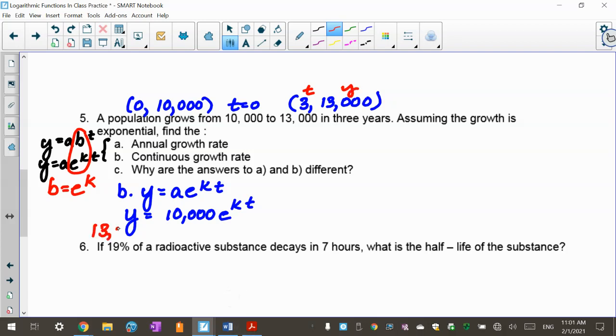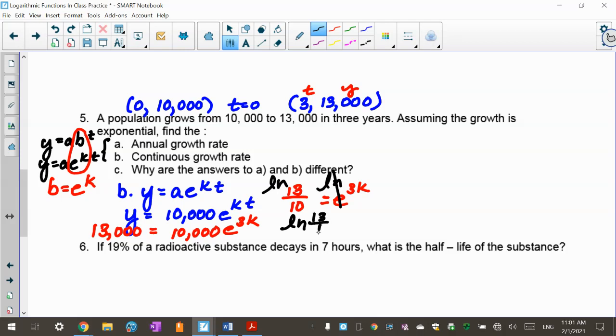So I'm going to say 13,000 equals 10,000 e, and I'm going to put the 3 here, but switch their places, to the 3k. Now when I solve this and divide by 10,000, I'm just going to get rid of all the zeros. You end up with 13 over 10 equals e to the 3k. Now I can solve for k by natural logging both sides. That's kind of why I picked this one first. So the natural log of 13 over 10 equals 3k. k is going to equal the natural log of 13 over 10 divided by 3.